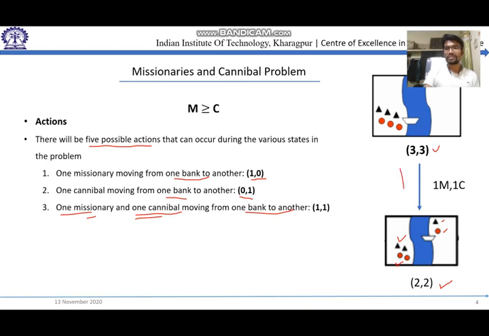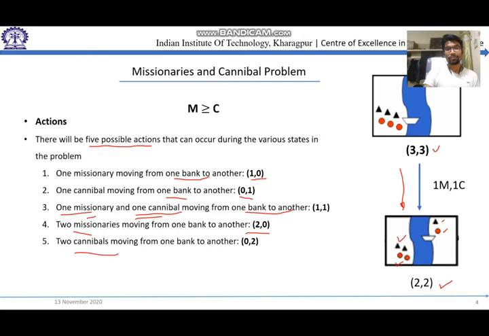Now what we'll do, we'll move one missionary and one cannibal from the left side to the right side with the help of this boat. Now the state will change from 3 3 to 2 2 because we have moved one missionary and one cannibal to the right side. So we're left with two missionaries and two cannibals. So the state is given as 2 2. This is the action that is happening.